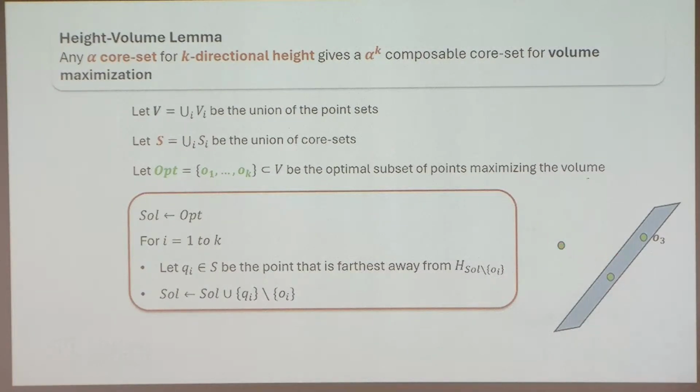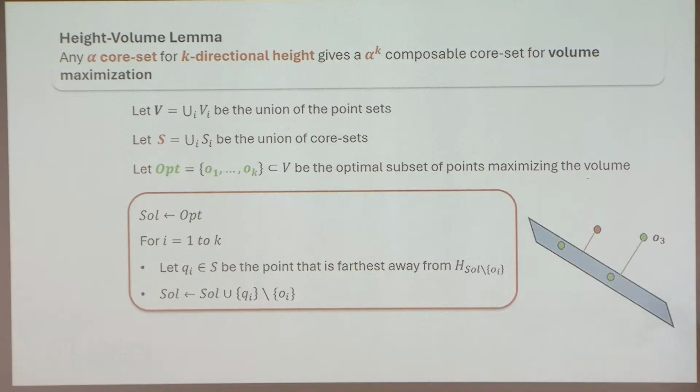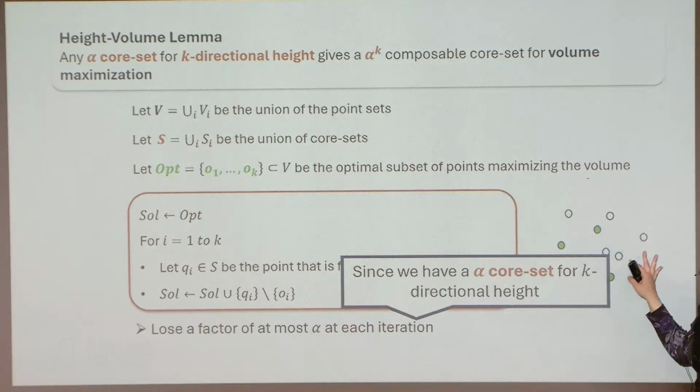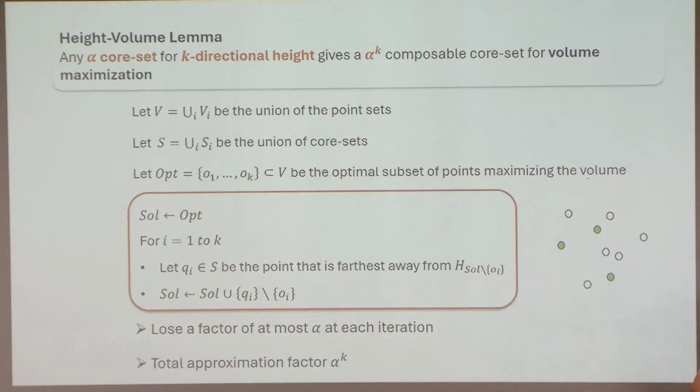In the same way, we replace O3. So we repeat this process until all the points in the optimal solution have been replaced with points from the coreset. So again, at each iteration, we lost a factor of alpha. We repeat this process k times to replace all the points in the optimal solution. So we get an alpha to the k approximation factor. Any questions?